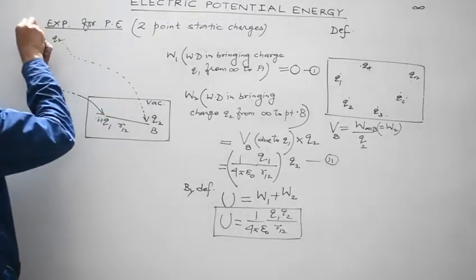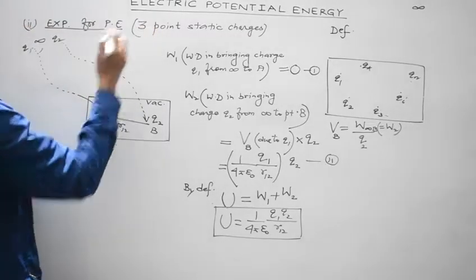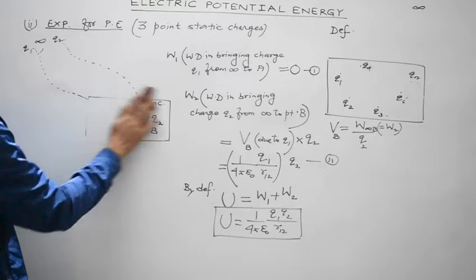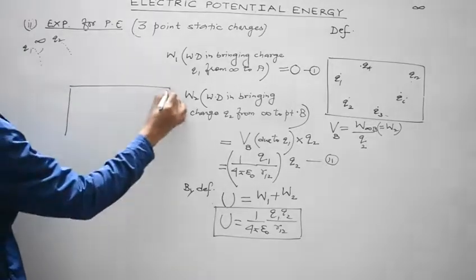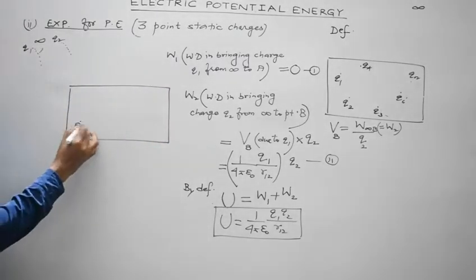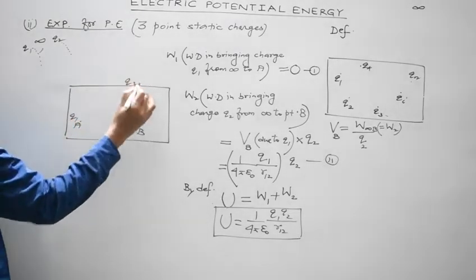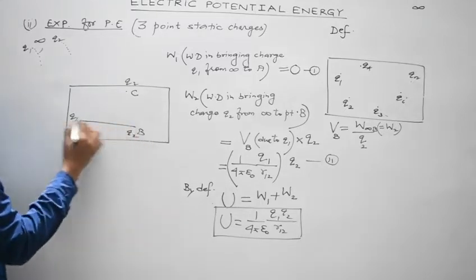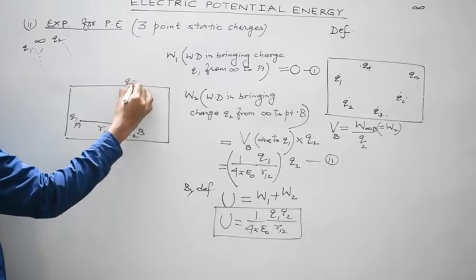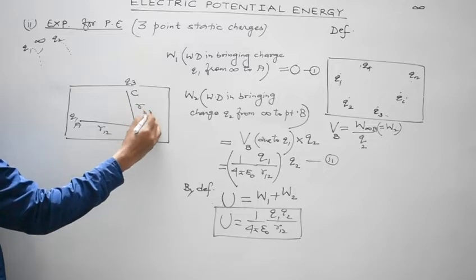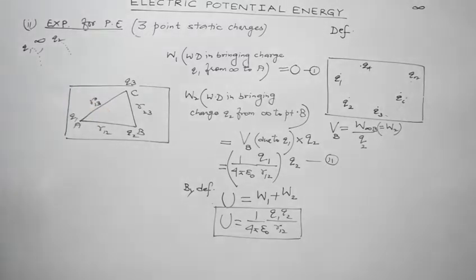In order to derive the expression for 3 point static charges, we'll consider a system comprising 3 charges, say Q1, Q2 and Q3. These are the 3 charges located at A, B, C respectively. Now suppose the separation between A and B is R12, between B and C it is R23, and between Q1 and Q3, that is A and C, the distance is R13, right?